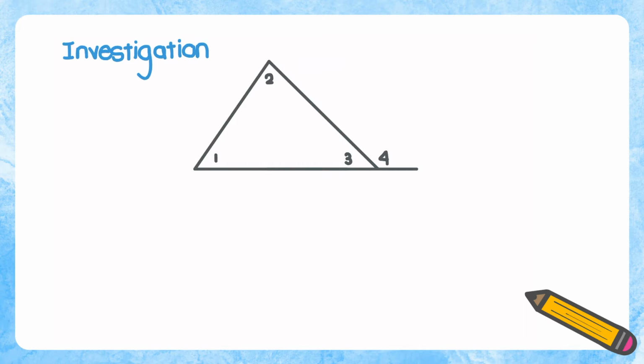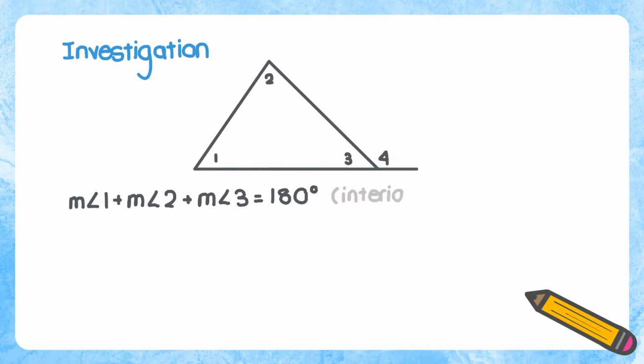So let's write out some things that we already know. I know that the sum of the interior angles of a triangle is 180 degrees. So the measure of angle 1 plus the measure of angle 2 plus the measure of angle 3 equals 180 degrees. Here I'm using the idea of interior angles.